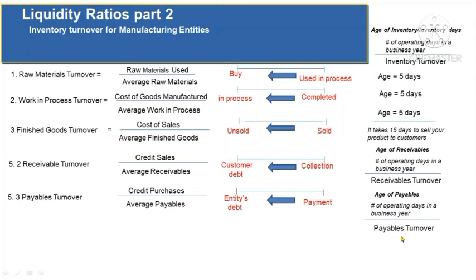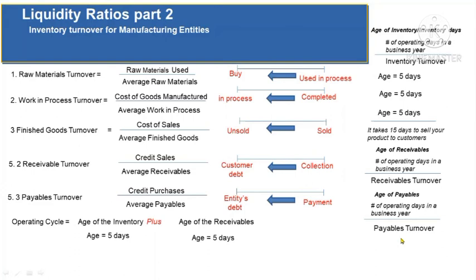So that's it for turnovers. But still, related to the turnover, we have the operating cycle, which is just the sum of the inventory days and the receivable days. Example, the age of inventory is 5 days and the receivable days is also 5 days. Before we get the answer, let's analyze deeper.